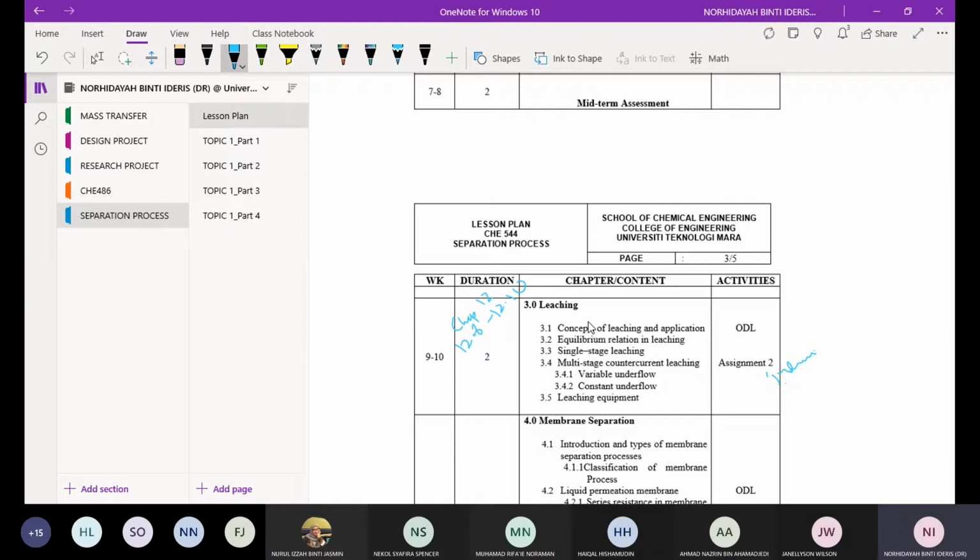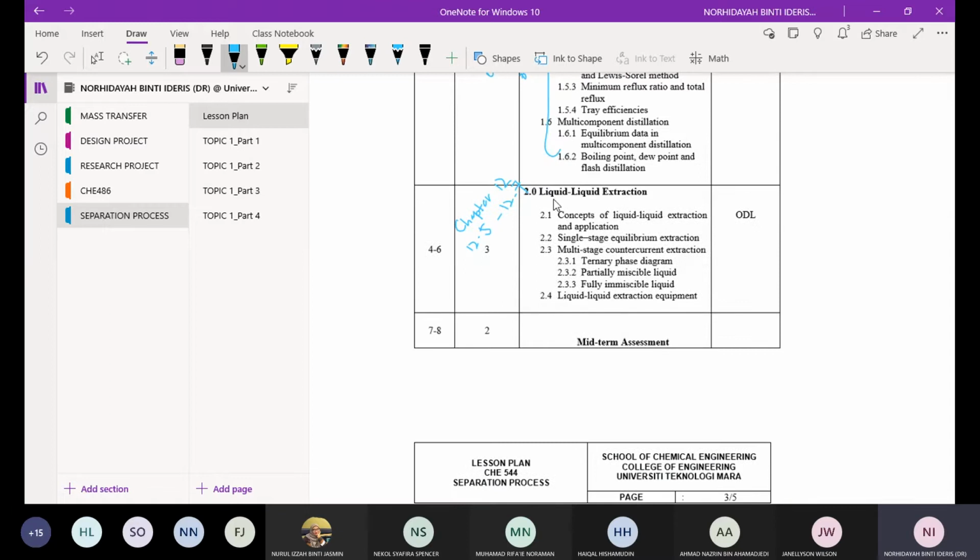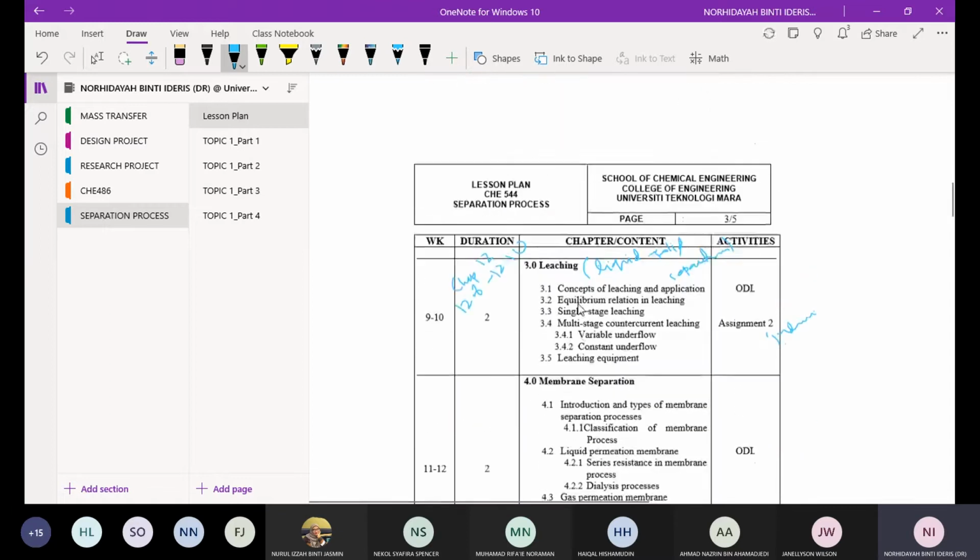Okay, introduction and equipment for liquid solid leaching. Okay, so you kena tahulah kalau topik leaching you are talking about the liquid solid separation. Okay, topik number 3. Kalau topik number 2 tu liquid extraction. So dia cover daripada subtopik 12.8 until 12.10, sampailah countercurrent multi-stage leaching. So basically the syllabus cover untuk chapter topik 2 dengan topik 3 ni sama.